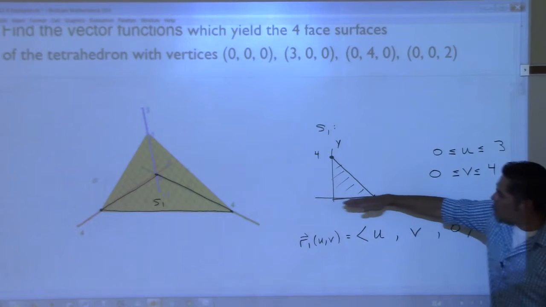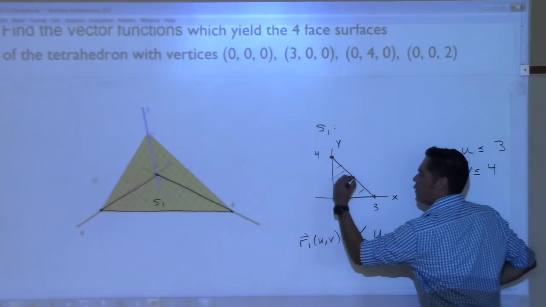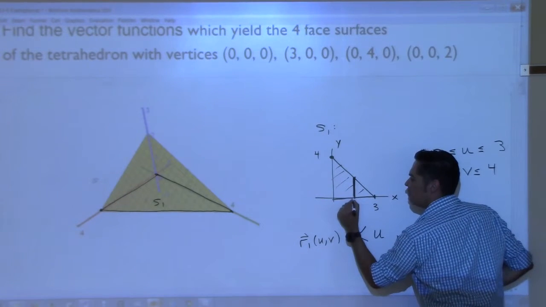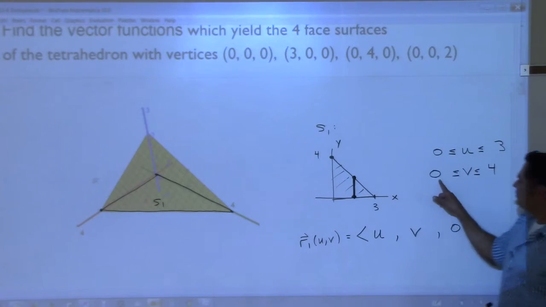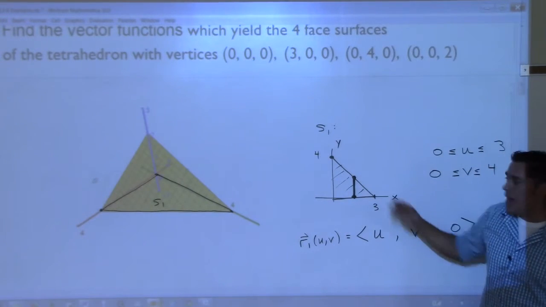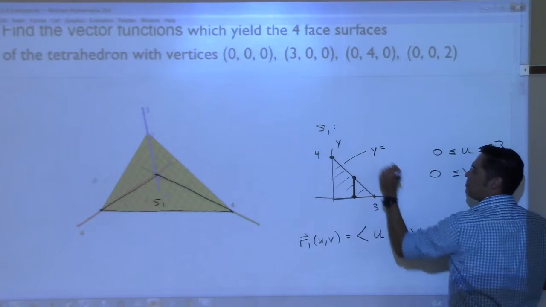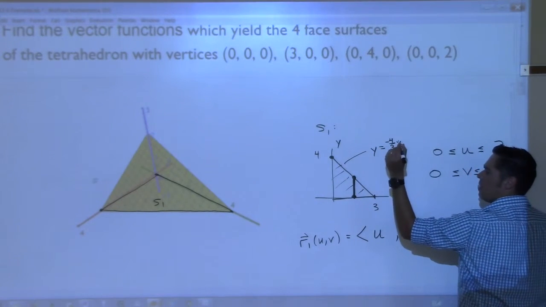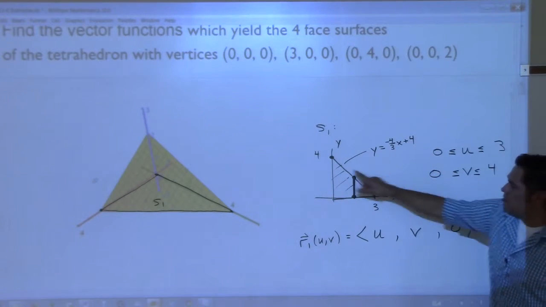The v is the y-coordinate. My y-coordinate has to always stay between here and here, right? No matter where I am on u, I've got to stay between here and here. So the bottom is 0, and the top is this line. And if we were to use our y equals mx plus b, the slope of that line is negative 4/3 x plus 4, right? That's this line equation.